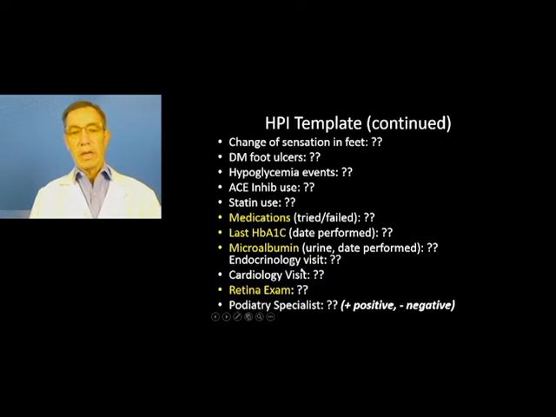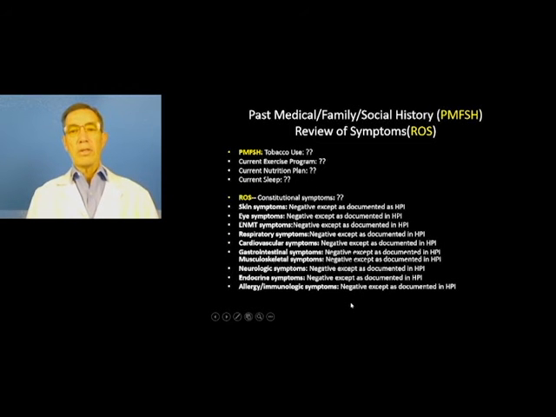Have they seen an endocrinologist? Have they seen a cardiologist? And when's their last eye exam? Number one cause of blindness worldwide is diabetes. And then how about foot specialists? And then in terms of the past medical family social history, I typically ask about tobacco use, what's their exercise, nutrition, and sleep. Other than that, you look at their constitutional symptoms.